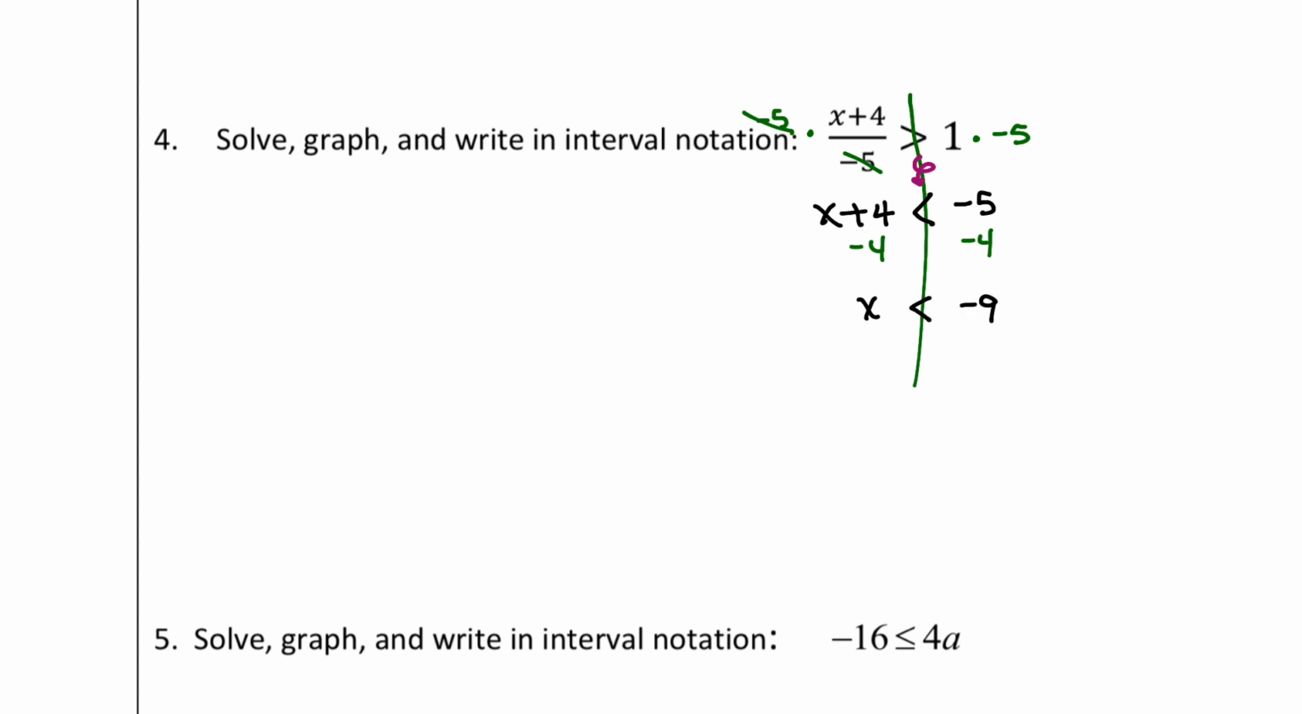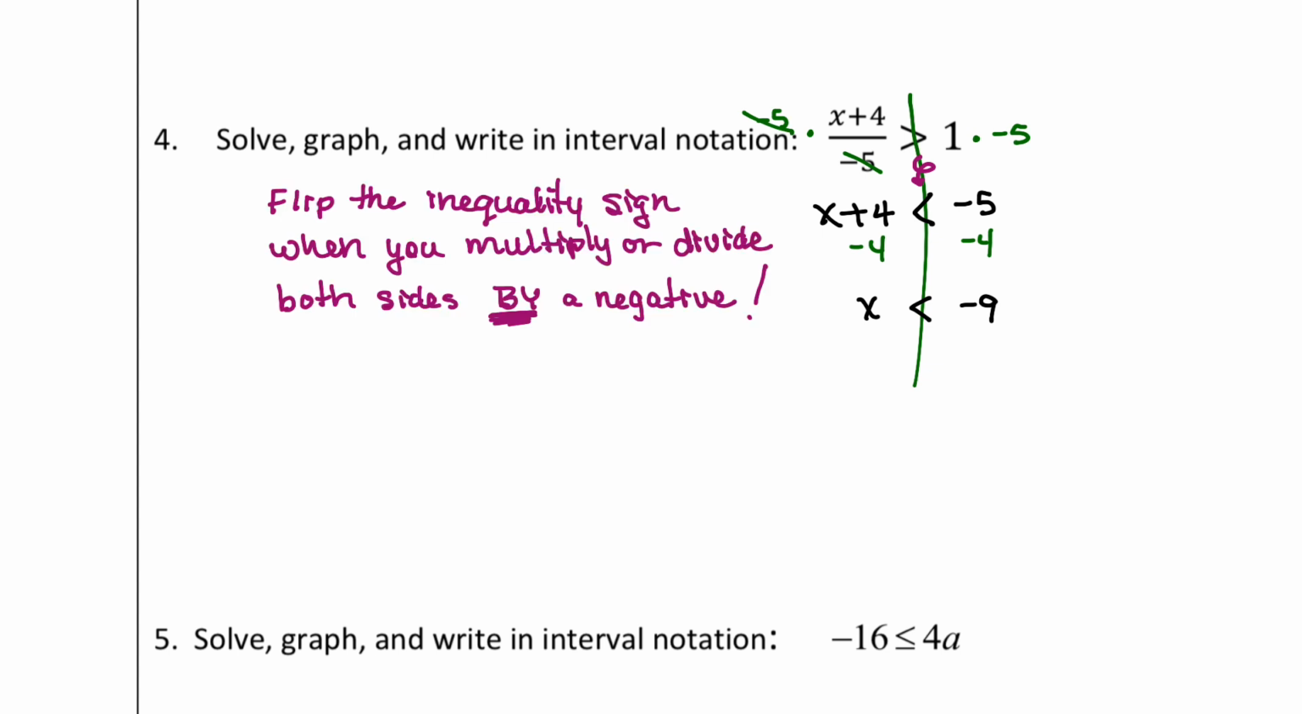Right here, I multiplied both sides by a negative and I flipped it. Right here, this 4 is also negative and I didn't flip it because this is subtract. You only flip when it's multiply or divide. So you flip the inequality sign when you multiply or divide both sides by a negative. It doesn't matter that you started with a negative or not, it's that you multiplied by a negative, the green number. This 4 was negative, but it was subtracting to cancel the add, so I didn't. Okay, all right, number 9.